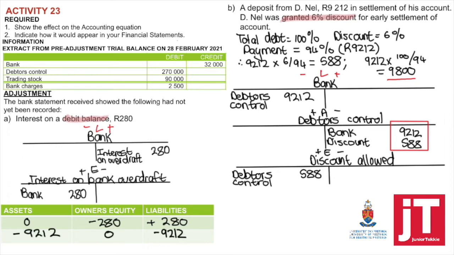On the accounting equation, assets minus 9,212, liabilities minus. Our bank overdraft is going to decrease because we received money. Discount allowed, because my expense increased, it has a negative effect on the owner's equity, and debtors control is an asset, minus 588.